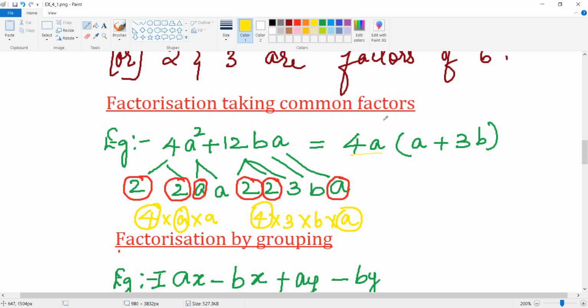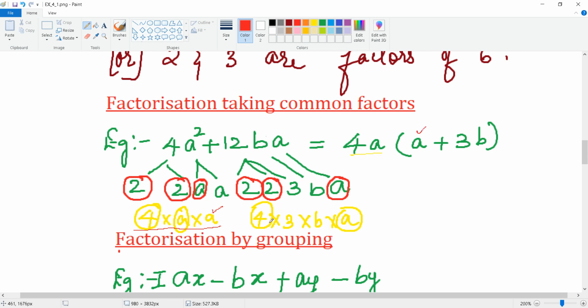And now when I have taken 4a, I open a bracket like this. So from the first case, from here, my 4a is being taken. What is left out now? The left out thing is a over here, right? A is the only thing remaining. So I write the a inside, okay?